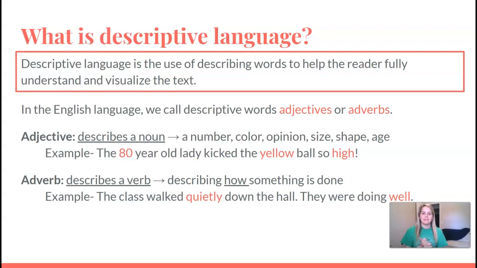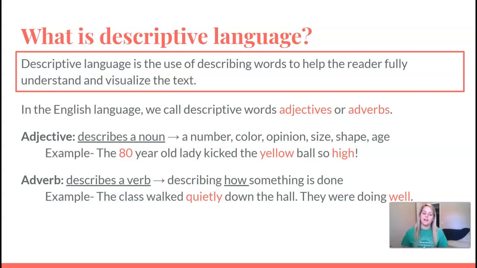All right, and then adverb, mirror words. An adverb describes a verb. An adverb describes a verb. And we usually did this running motion for verb to show the action.